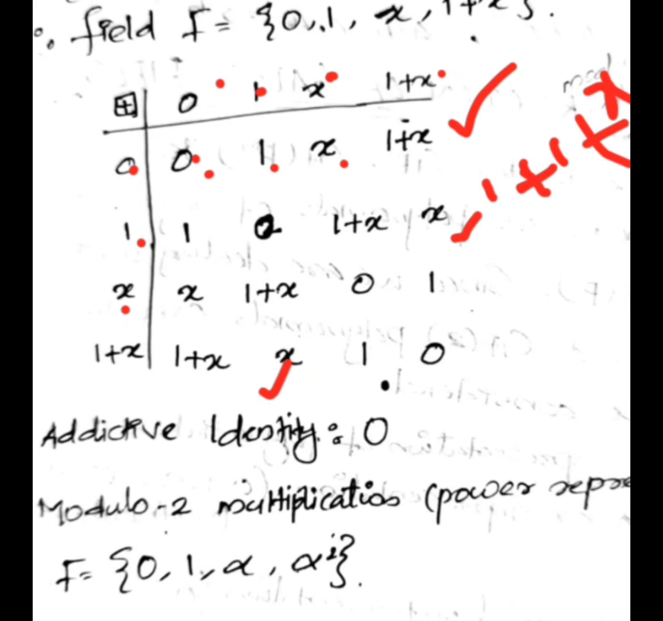plus x, then x plus x will become 0, then we have 1 here. Then the last term, 1 plus x plus 1 plus x. So both are the same, which is equal to 0. This is modulo 2 addition.